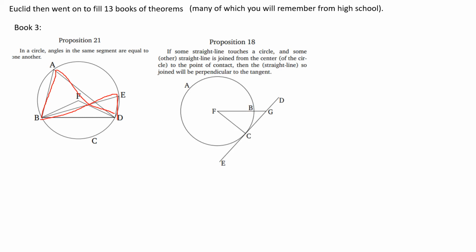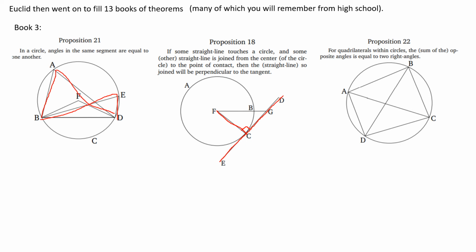Another result, this time same book, proposition 18, was that if you have a circle and a line that touches the circle, and then you draw another line, so this line ED, and you have another line FC, going from the center to the point where it touches, this forms a right angle. Again, another theorem of Euclid.